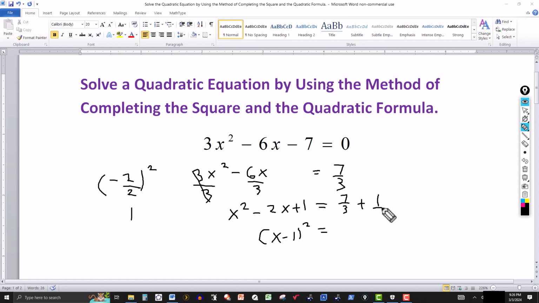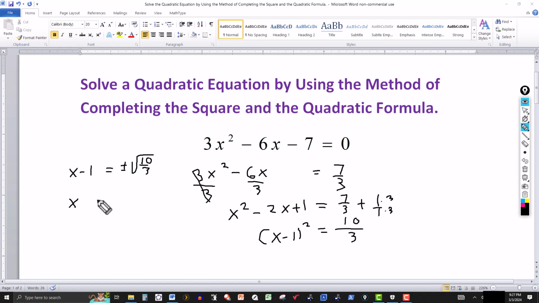And then on the right side, we've got a fraction, so let's combine it. Denominator is 3, so let's get the same denominator by multiplying here by 3 over 3. 3 over 3 is the same thing as 1. So this will give me 7 and 3 would be 10, and that's over 3. So now I'm going to take the square root of both sides. Square root of x minus 1 quantity squared is x minus 1. And the square root of 10 over 3, and we use plus or minus here to make sure we get the complete solution. So this will be plus or minus the square root of 10 over 3.